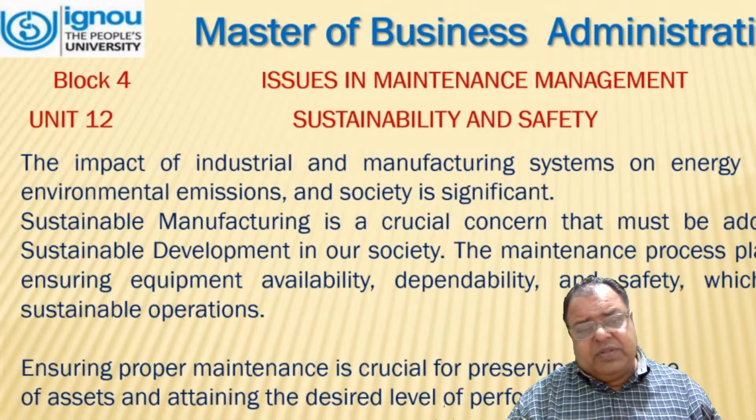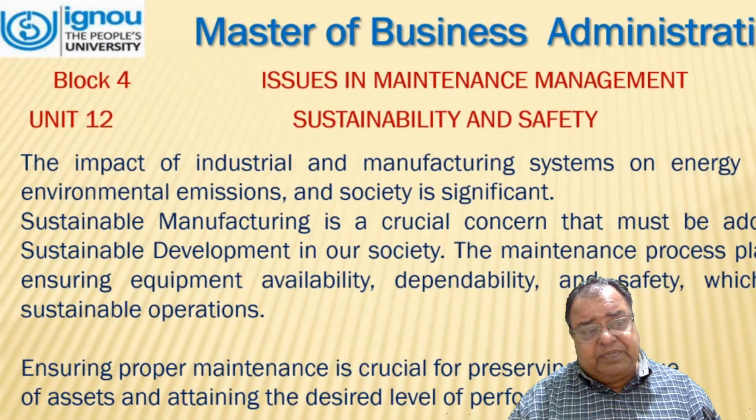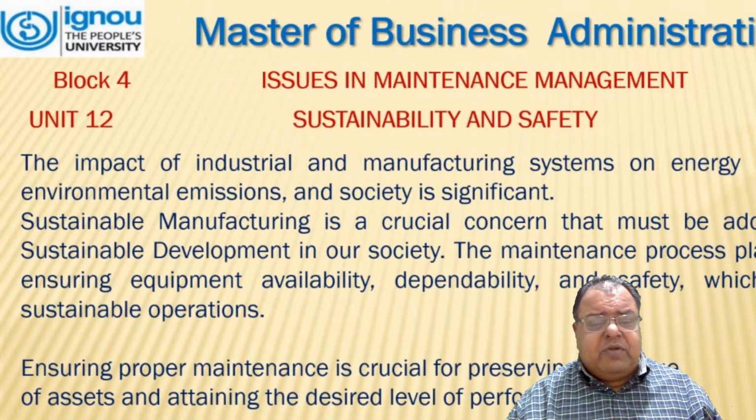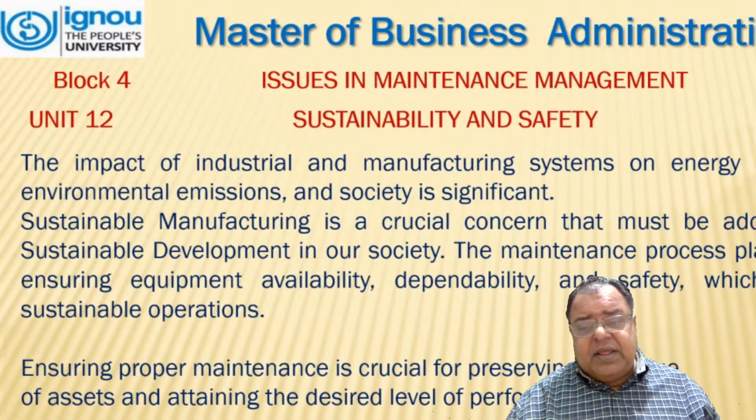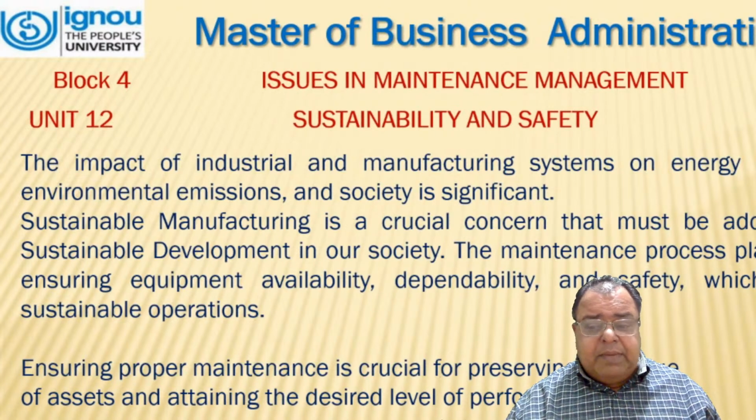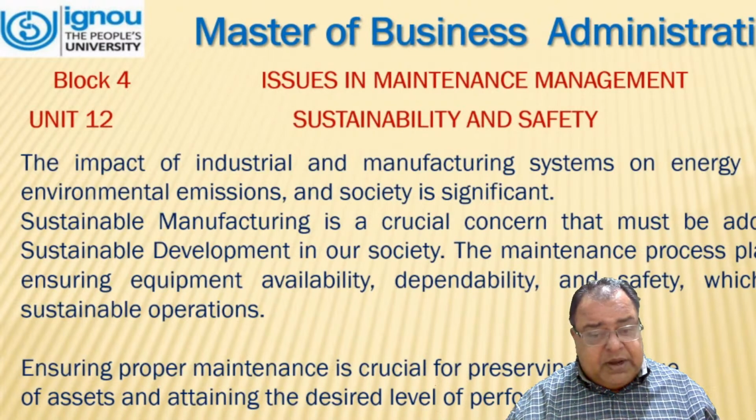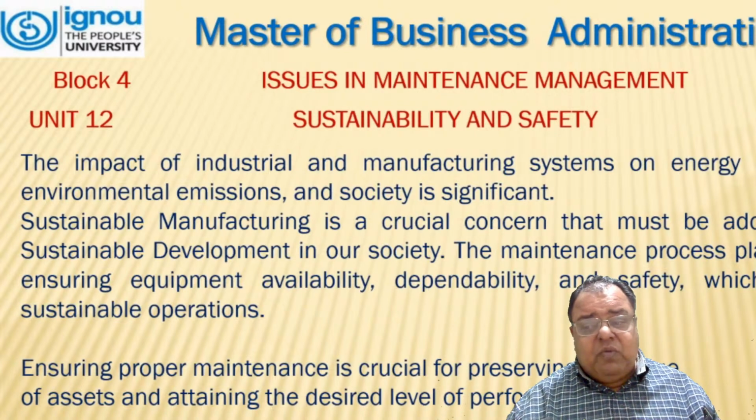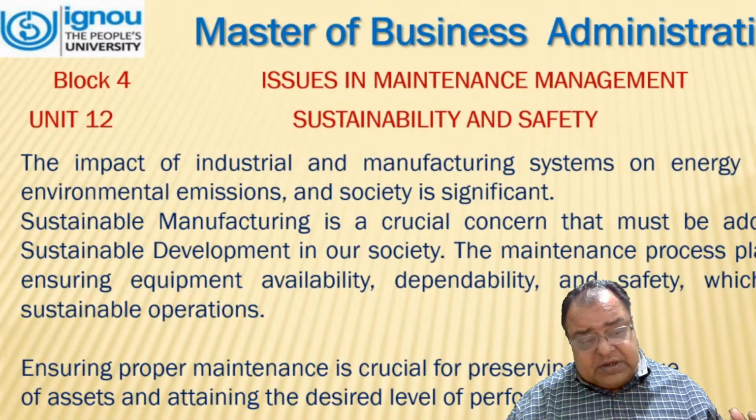Now we move to block 4, that is issues in maintenance management. It starts with sustainability and safety. The impact of industrial and manufacturing systems on energy and resource use, environmental emission, and society is significant. Sustainable manufacturing is a crucial concern that must be addressed to achieve sustainable development in our society. The maintenance process plays a crucial role in ensuring equipment availability, dependability, and safety, which is essential for sustainable operations.